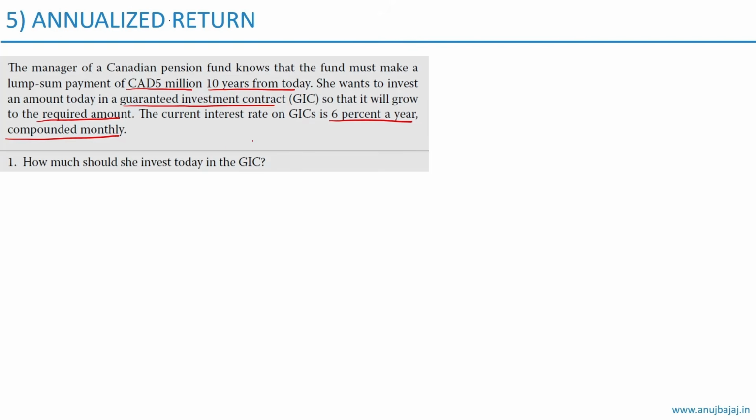How much should the fund manager invest today in the GIC so that the amount at the end of 10 years grows to 5 million Canadian dollars? So this is the case. At the end of 10 years, the fund manager requires 5 million Canadian dollars. The interest rate is 6% per annum compounded monthly. So what is the present value?